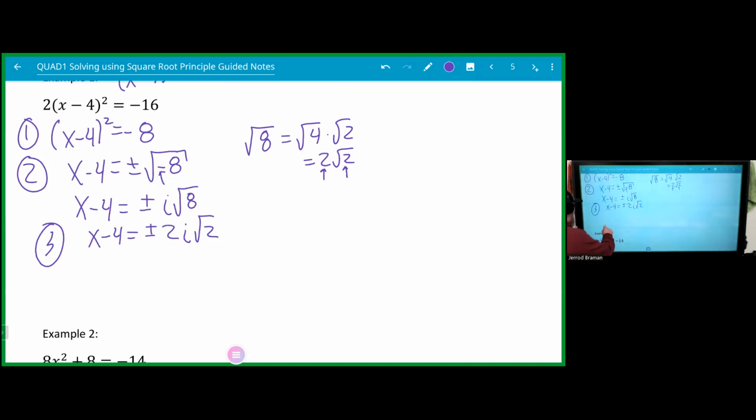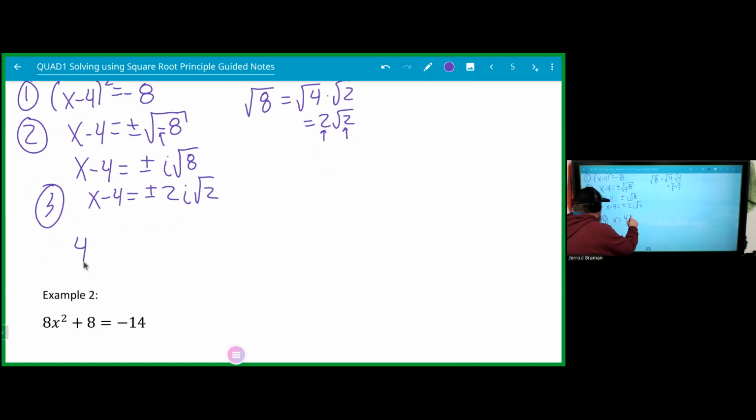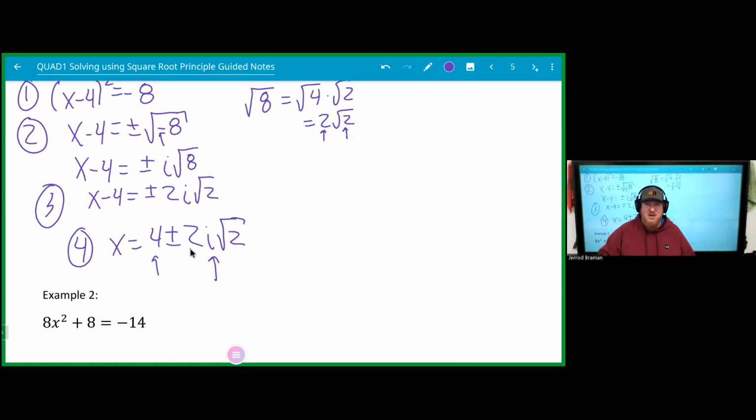We need to add 4 to both sides, and we end up with x equals 4 plus or minus 2i square root of 2. This is real. This part is imaginary. We cannot combine real things with imaginary things, just like real life. So we can't combine real and imaginary things. Those are my 2 solutions, and they just happen to be imaginary. I know it's weird. I know. It's going to be okay.